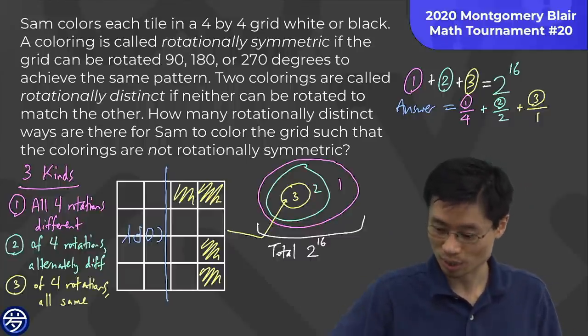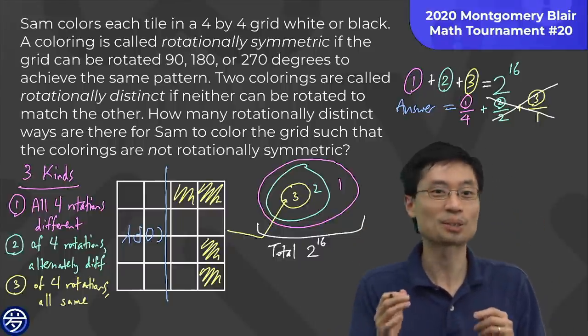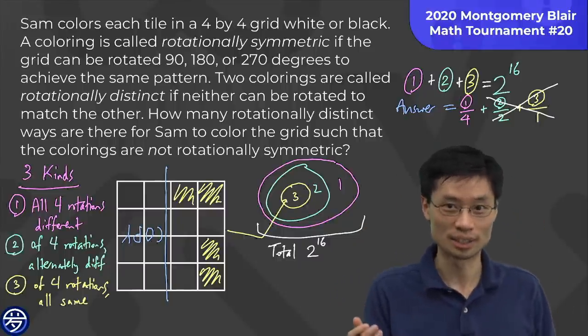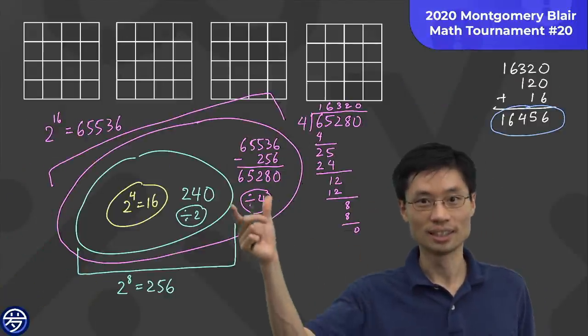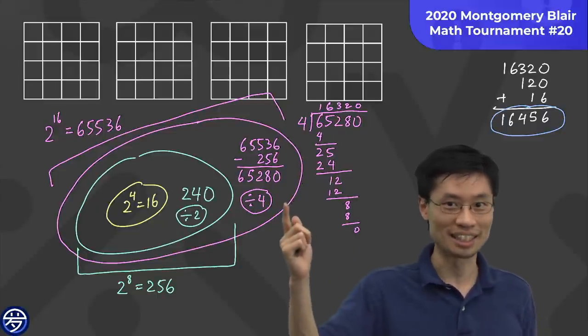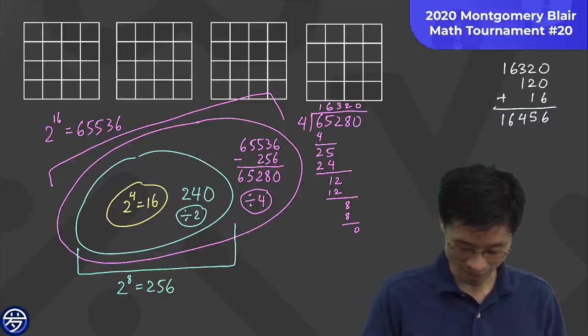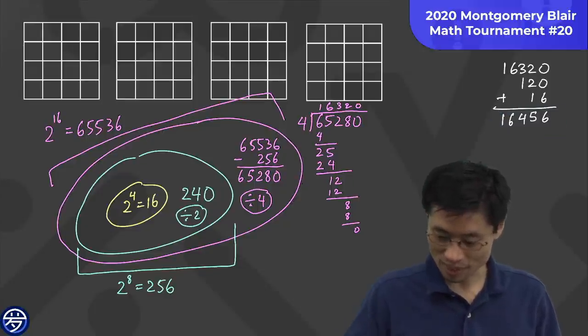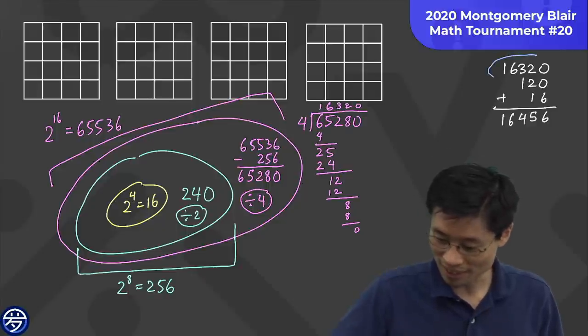This answer to the question would have been the answer to a different question. So we have to take that away, because we want to throw away the ones that are not rotationally symmetric. But to do 1/4, we still have to look here. It's the 65280/4. So in that case, I'm going to revise the answer, and I'll not use that circle. Instead, I'll use the circle which is the 65280/4. And let's try this one instead.